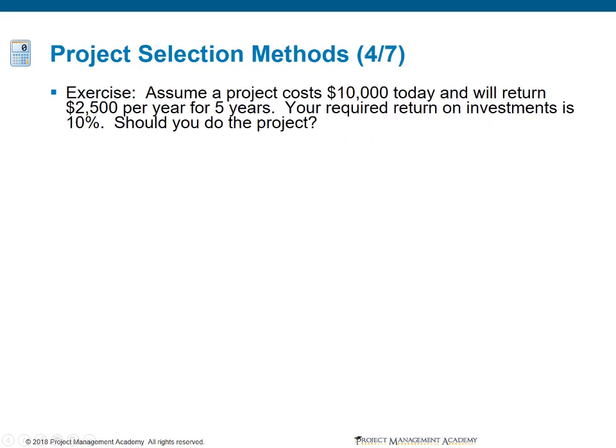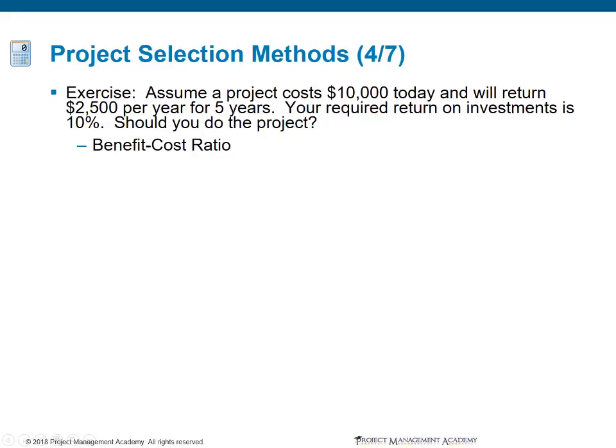Here we have an exercise for some of the equations that we saw in the previous slide. Assume that the project costs $10,000 in today's money and will return $2,500 per year for 5 years. So we have an inflow every year of $2,500. Your required return on investment is 10%. Should you do the project?